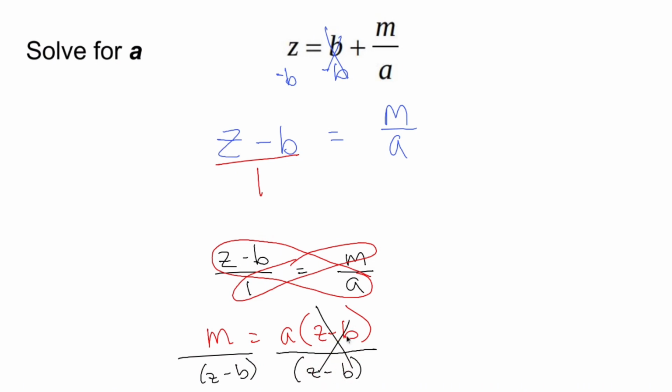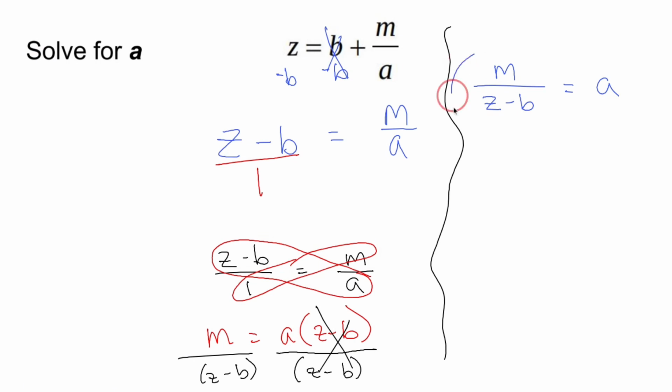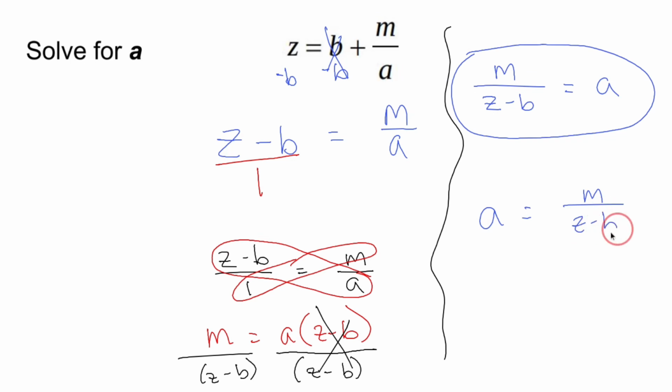That crosses out. Now I'm going to write it over here on the right side because I'm running out of space. Okay, but that leaves me with M over Z minus B equals A. A is all alone now. Some teachers might be okay with that and say, that's fine, but I prefer to have my A on the left. So if M over Z minus B equals A, then A is going to equal M over Z minus B. It's the same thing, just written backwards. This is prettier, but that's okay.